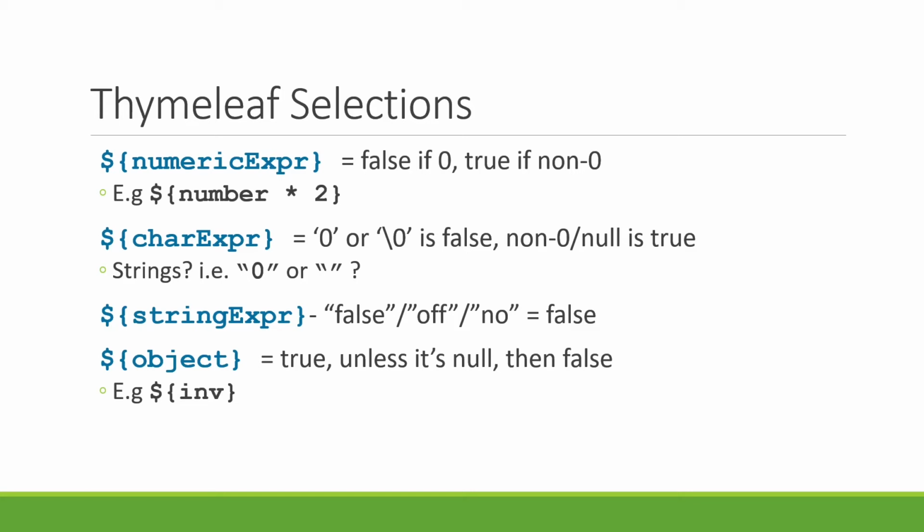So if you have an object like an expression with just inv, the inventory object, that's considered true, unless that object is null. If that object is not pointing to anything in memory, if it's a null object reference, then it's evaluated as false. So that's kind of a neat way you can actually use th:if to see if this object is null or not. Again, that's pretty common in a lot of other languages that you might already be familiar with.